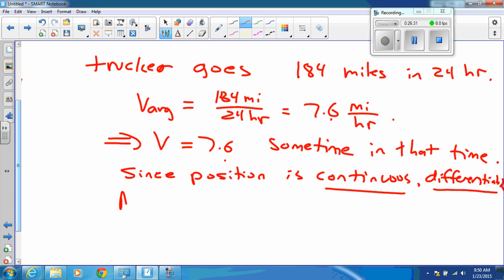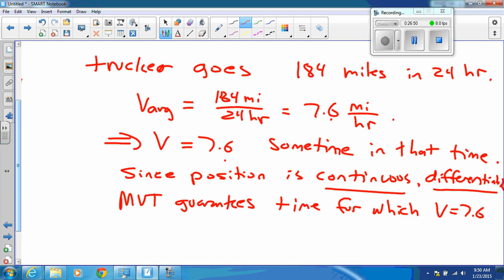Since position is continuous and differentiable, the mean value theorem guarantees a time for which V equals 7.6. And okay, so this is a perfectly fine answer. If you want to be really, really picky about answering exactly the question that they said, which is greater than 7.5, that shows that we are exceeding 7.5. Okay. Thank you. Yep.